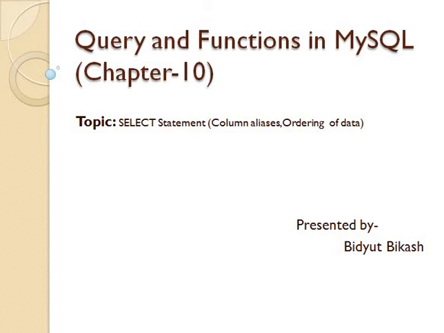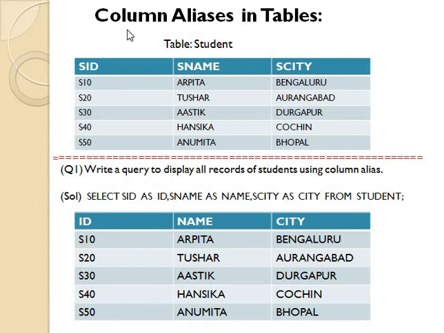Good morning, students. I shall continue with the select statement, and the topic for discussion today is column aliases and ordering of data. So let's start with column aliases in tables. A column alias is nothing but another name given to a particular column in a table.